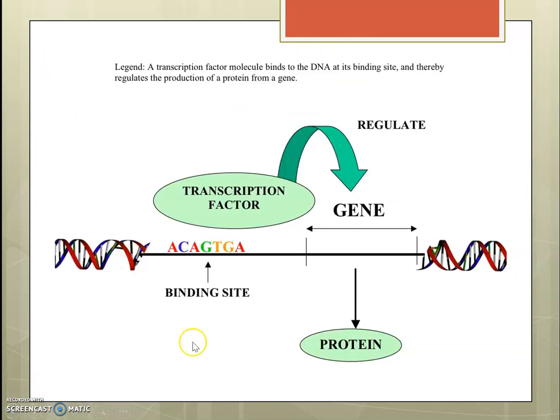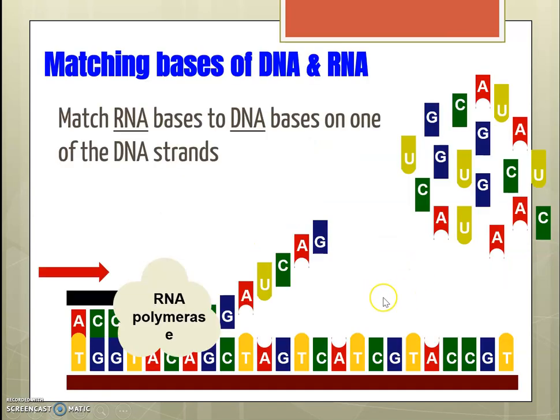Let me go back real quick. Here's where you can see the binding site, and we have the transcription factor here that's like, yes, I'm going to regulate whether or not this will get turned into a gene, and then it will know that you can begin to transcribe it. So you have to actually match the RNA bases to the DNA bases on one of the DNA strands. Just remember that instead of T, we're going to be matching with U, but T still matches with A. So we have A, U, C, A, G, and so on and so forth. This is obviously the 5' end for RNA to the 3'.